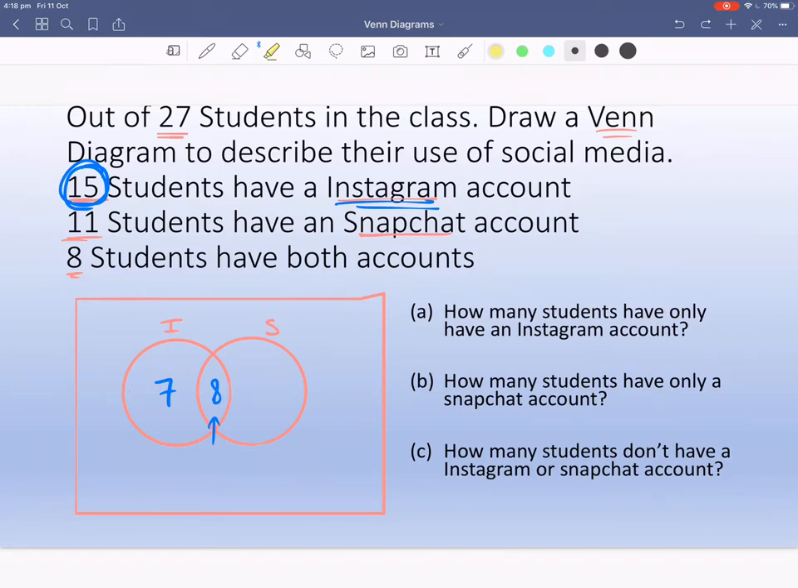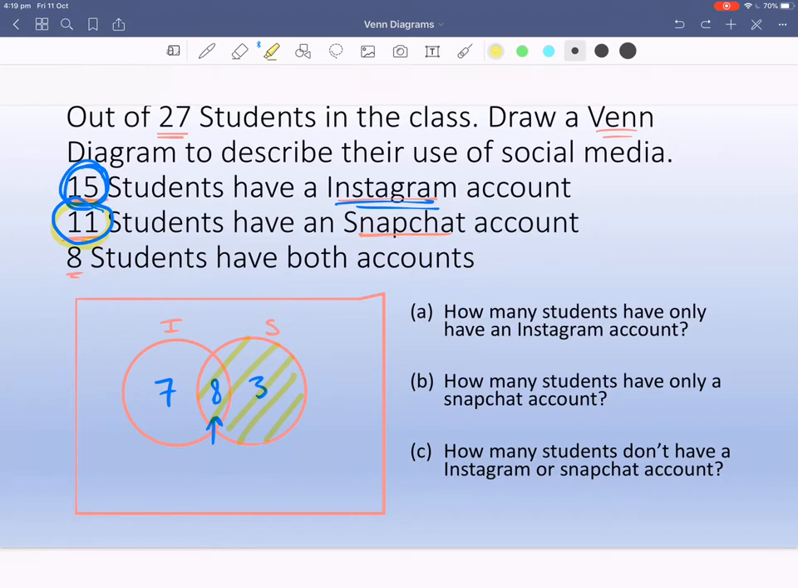Now the next part is there are 11 students who have Snapchat. So we have to use the same kind of logic. We've got 8 students in here who have Snapchat. So how many more to make 11? It would be 3, because 8 plus 3 equals 11. So the total amount of students here is 11, and that's who has Snapchat. It doesn't say only Snapchat, it says have a Snapchat account.